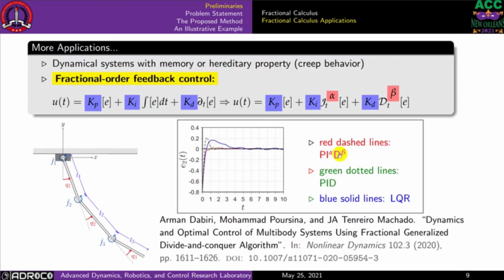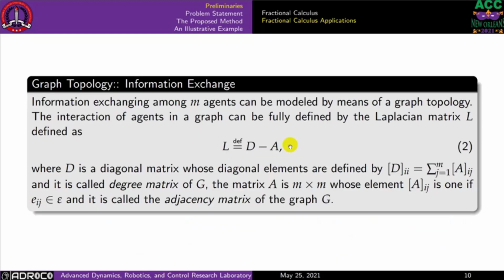Or you can use the fractional operator and these two parameters in your controller and try to get a unique response from this fractional PID controller. It should be noted that using these two parameters is equivalent to using an infinite number of parameters in your classic control, and you would not get the same response by just using a finite number of parameters in your classic control.